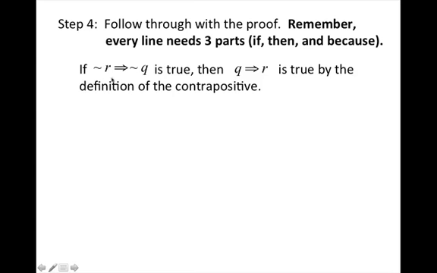So I'm told that not R implies not Q was true. So I begin with my if. If this was true, and I know it was true because I was given that, I was told that. Well, if that's true, then the contrapositive Q implies R is also true. My reason for this is the definition of the contrapositive. So this is the first line of step 4. If not R implies not Q is true, then Q implies R is true by the definition of the contrapositive.